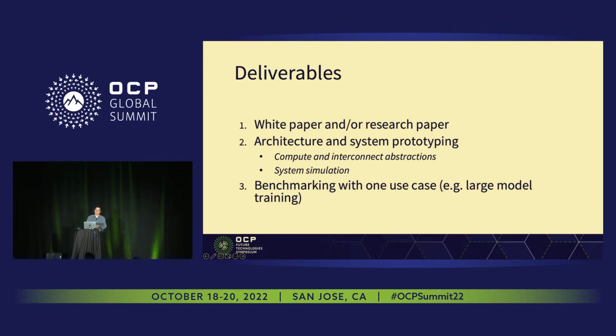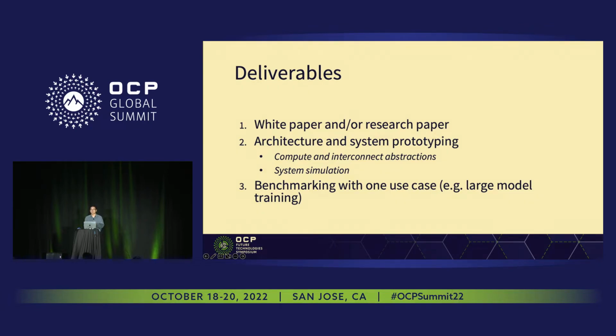And we also made a list of deliverables for the work group. The first deliverable is a white paper or research paper. And the second one is architecture and system prototyping. That means we are going to prototype compute and interconnect architecture, which has the two dimensions I mentioned, spatial scalability and temporal scalability.